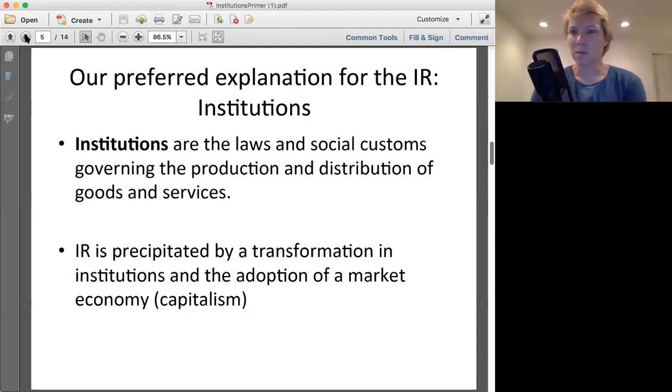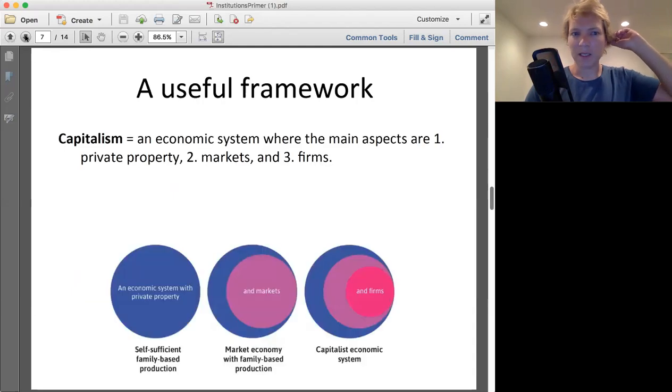All right, so really, what we're going to say is there's a transformation in English institutions, and they really, for the first time, adopt what looks like a market economy, sometimes called capitalism. Capitalism has some negative connotations in the present, so I prefer to use the term market economy, which you could just think of as a free market, or a voluntary economy, maybe a voluntary economy is a better word for it. Okay, so again, what do we mean by these institutions?